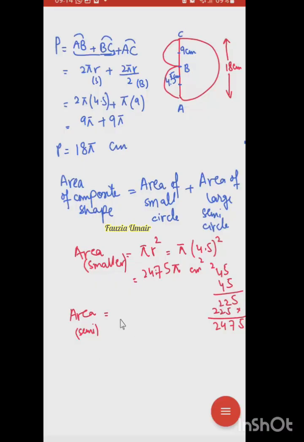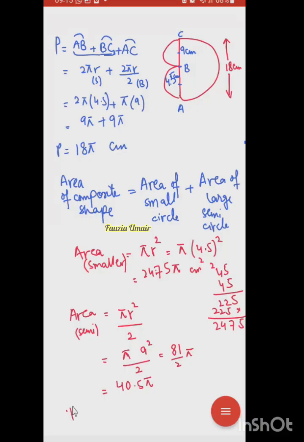All right. So area of the semicircle is pi r square, because it is a semicircle, so we will divide by 2. So put the values, keep pi as it is. Pi, the bigger circle is having radius 9. So 9 square divided by 2. If you solve it, it is 81 by 2 pi. So half of 81 is what? It's 40.5 pi. So area of the semicircle is 40.5 pi.